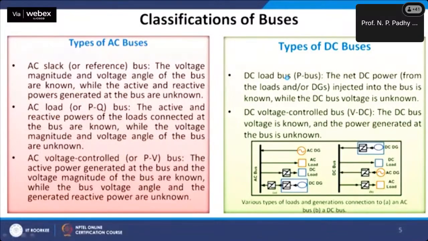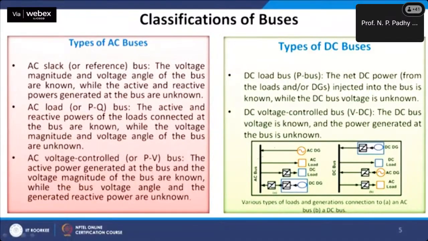Now we will have one more bus called the VDC bus, that is the DC voltage controlled bus, where the DC bus voltage is known, but the power generated at that bus is not known. First one is P is known, V is not known. The second one is where V is known and P is not known.